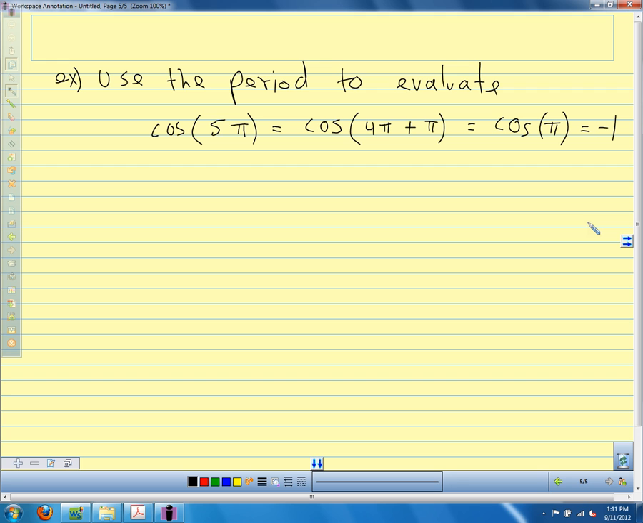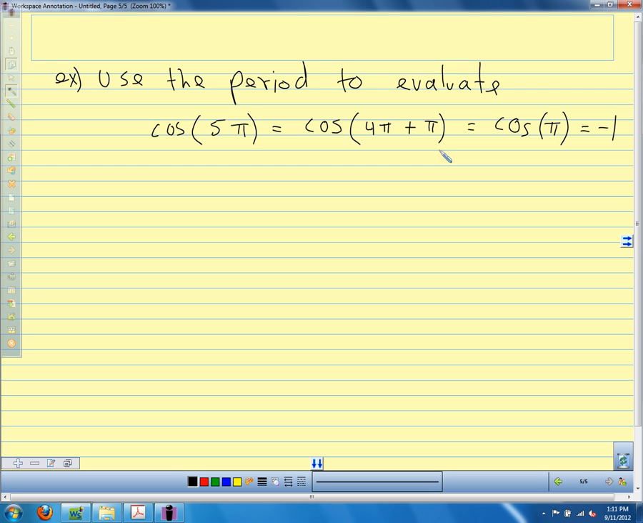Now you could look at your circle and count. Okay, there's 1 pi, there's 2 pi, there's 3 pi, there's 4 pi, there's 5 pi. So for this problem, you could actually go around the circle and figure it out. But if they gave you the cosine of 7,382 pi, it would be kind of hard to count all those times around. So this kind of problem is asking you to rewrite your angle as a multiple of 2 pi plus some other angle.